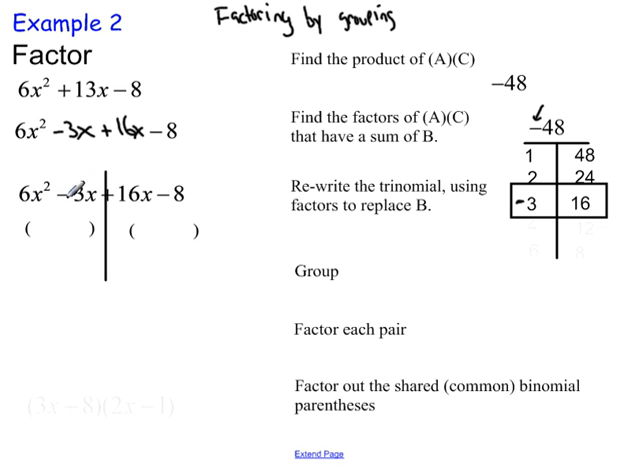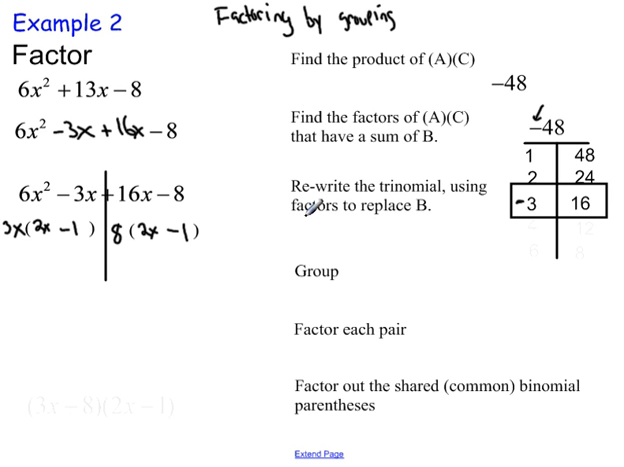So let's factor 6x squared minus 3x. What's the greatest common factor here? The greatest common factor is 3x. 3x times 2x gives me 6x squared. 3x times negative 1 gives me negative 3x. What's the greatest common factor of 16 and 8? The greatest common factor of these terms is 8. 8 times 2x gives me 16x. And 8 times negative 1 gives me negative 8.